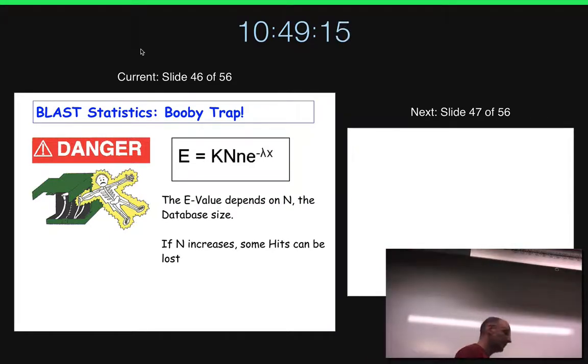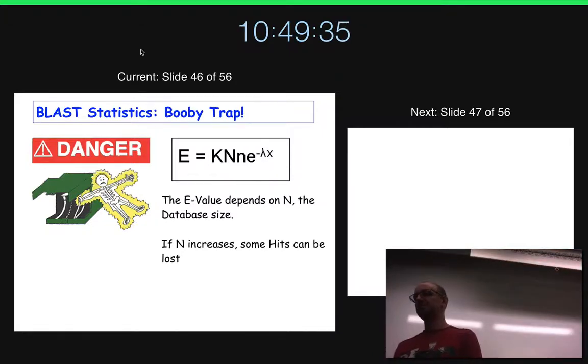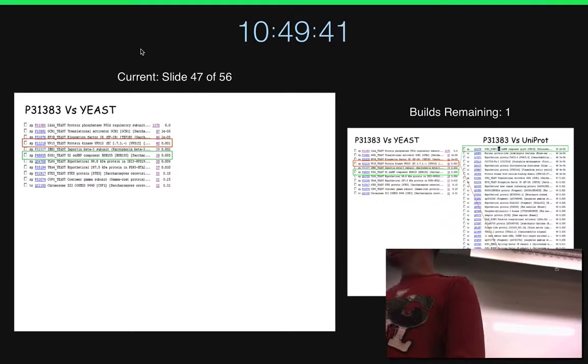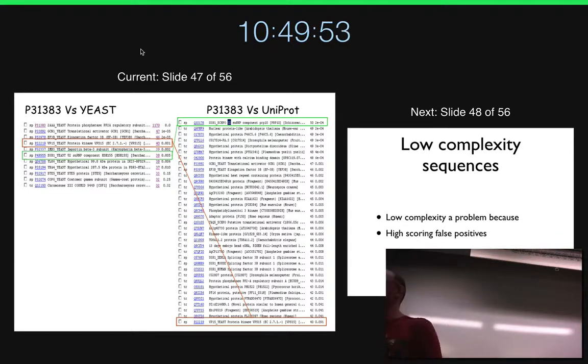The E value is not calculated for each pair of sequences, it's calculated for your search against the database. So if you have a bigger database, you actually need a better score to find a significant hit, because just by random you're going to find more hits with the same score, as the database is bigger. There was an example here where the E value was 10 to minus 1, but in a bigger database, it was only 10 to minus 2, basically, because it's a big database.